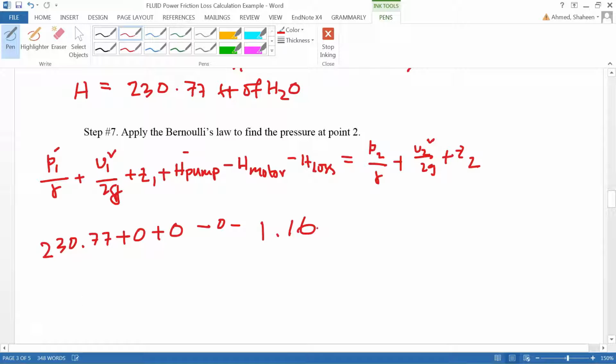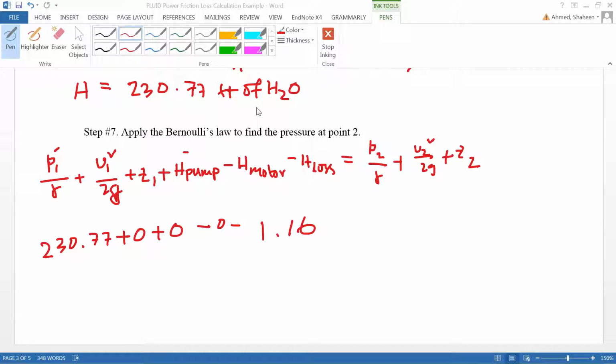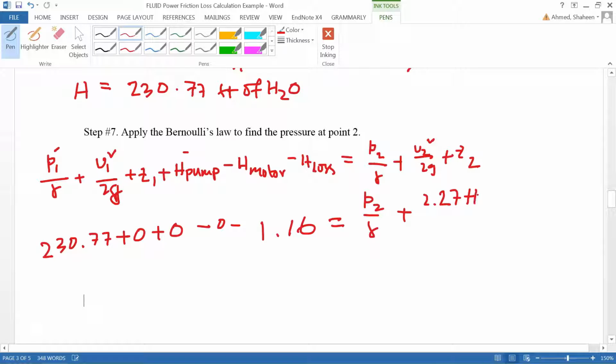1.16 or something. Let me pause and get this number. Yes, so that was calculated 1.16, and then equal to the pressure head at point 2. That's what you have to find out. Velocity was calculated 2.27 feet per second, and then 2 times the gravity is 32.2 feet per second squared, and then the elevation was 80 feet from that ground.